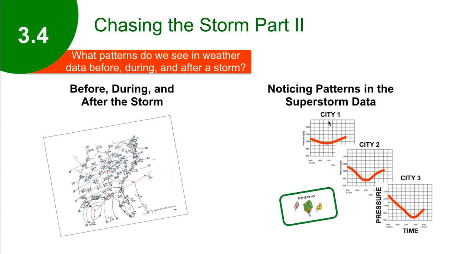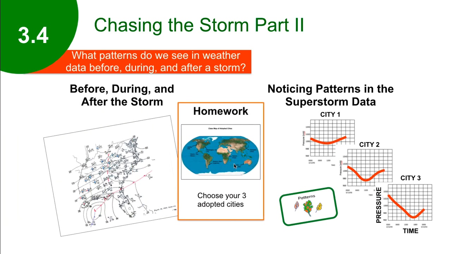Next, student teams discuss how different study locations were affected differently by the storm. We come together and share our observations as a whole class. Now for homework, remind students to brainstorm their adopted cities so they can finalize their choice of 3 cities tomorrow.